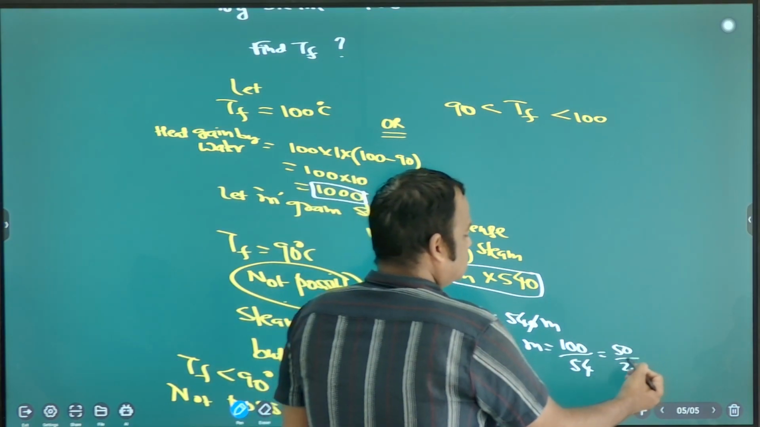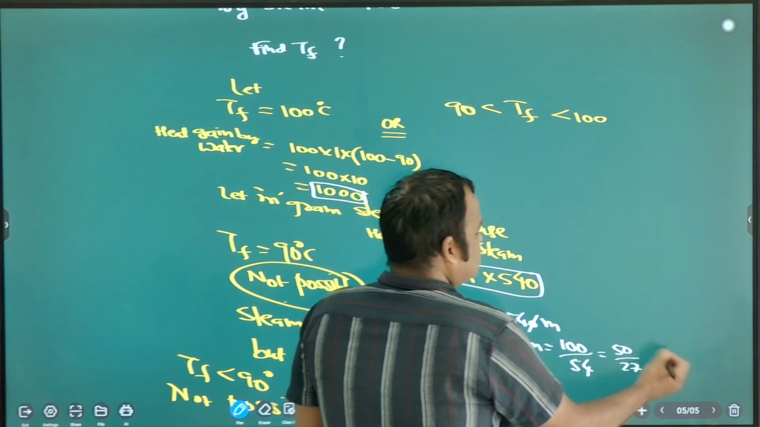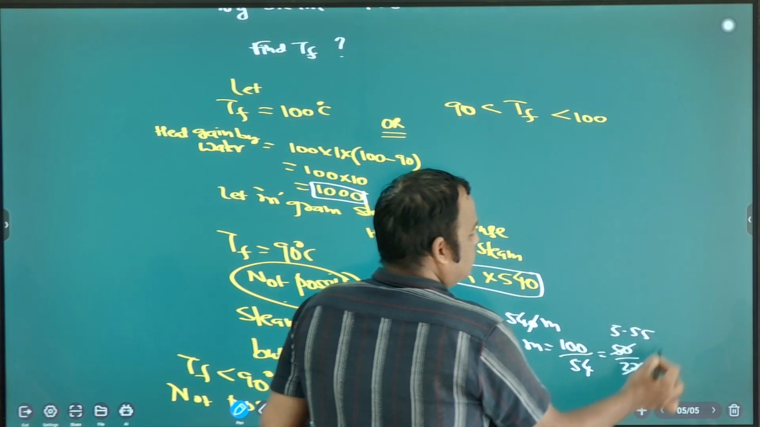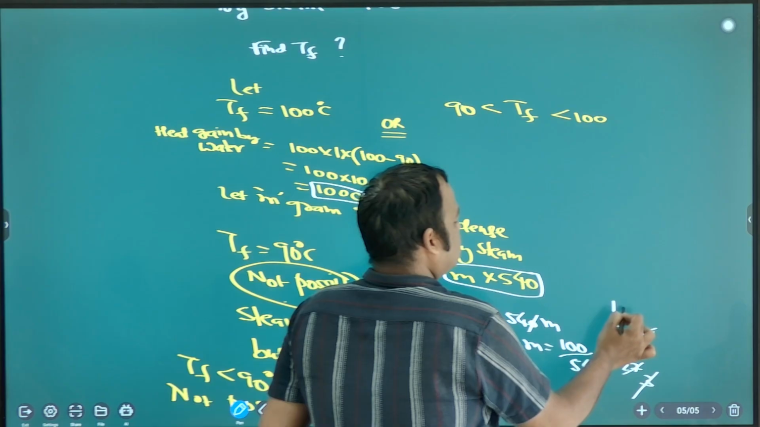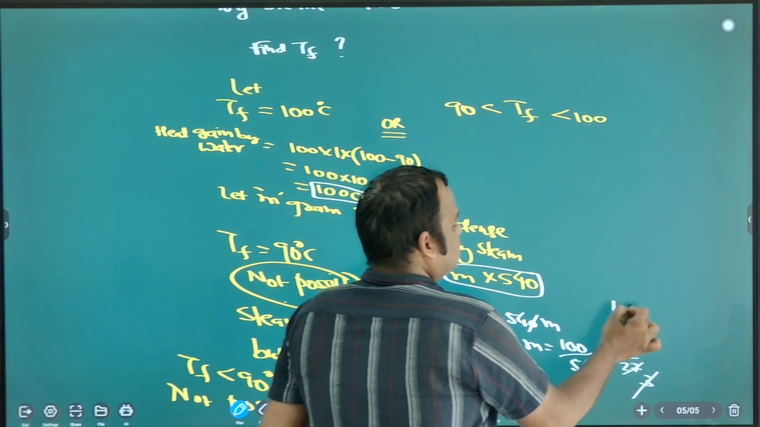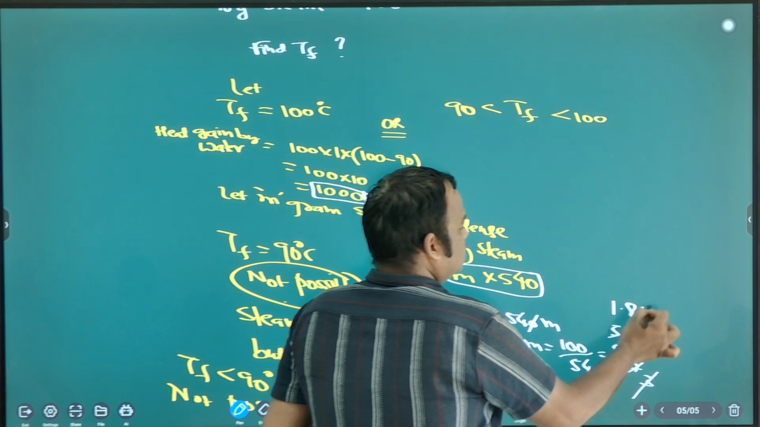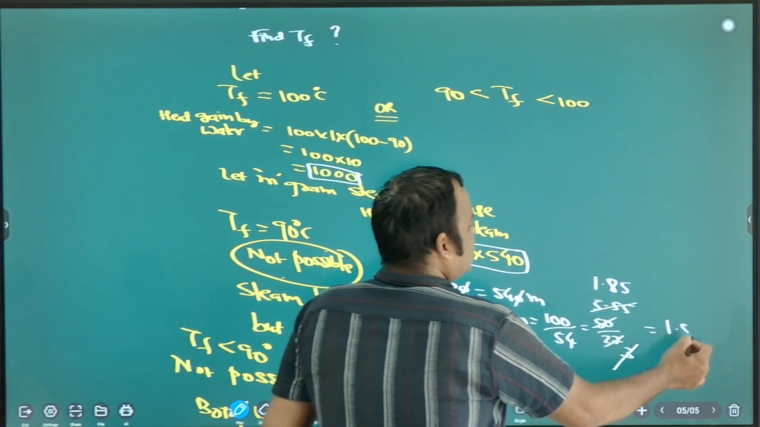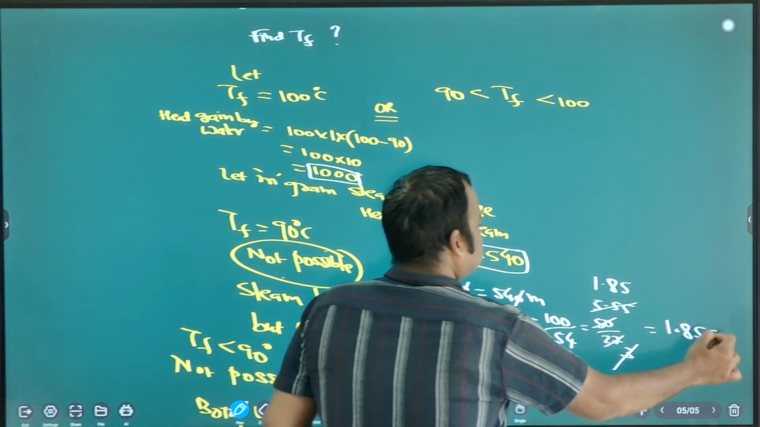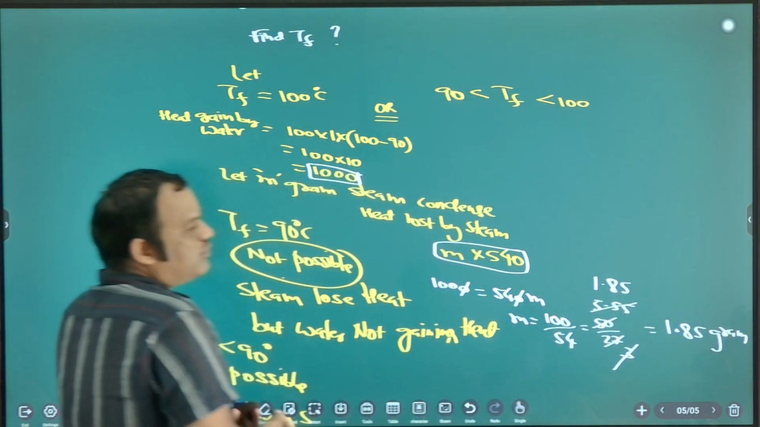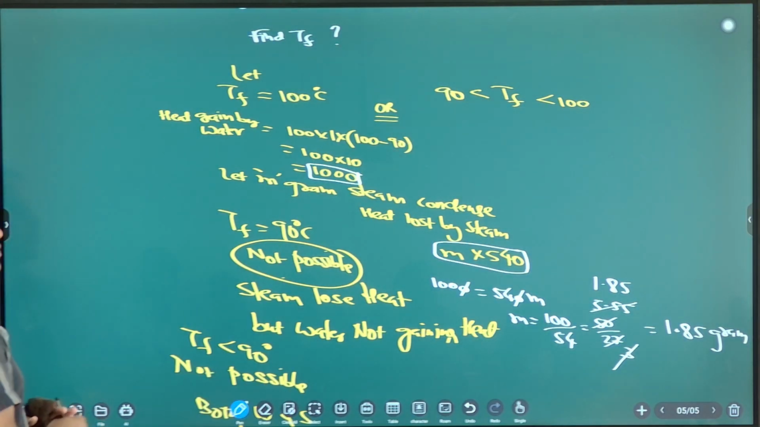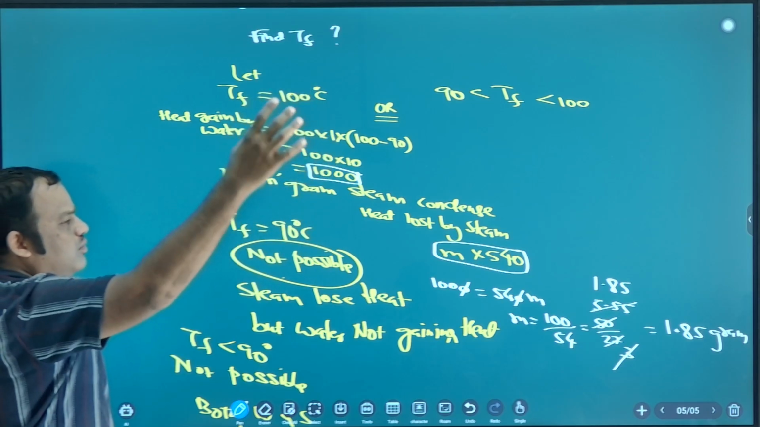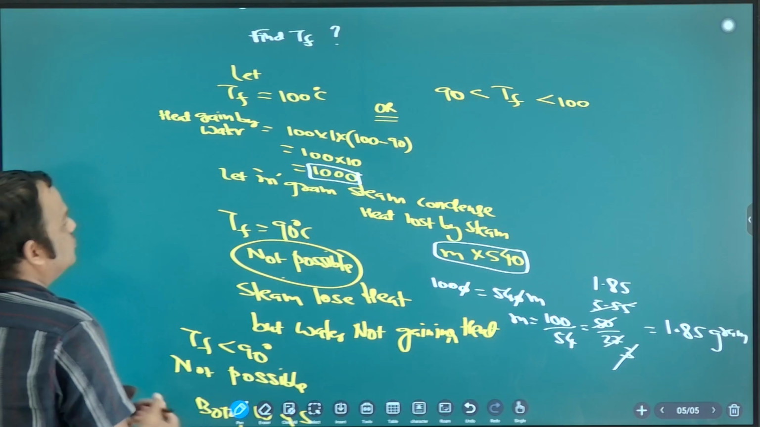So cancel by 9 three times. 5.55, cancel by 3, 1.85. So how much steam condenses? 1.85 gram steam condenses. Okay, condense means gas, steam gas converts into liquid, that is condensed.